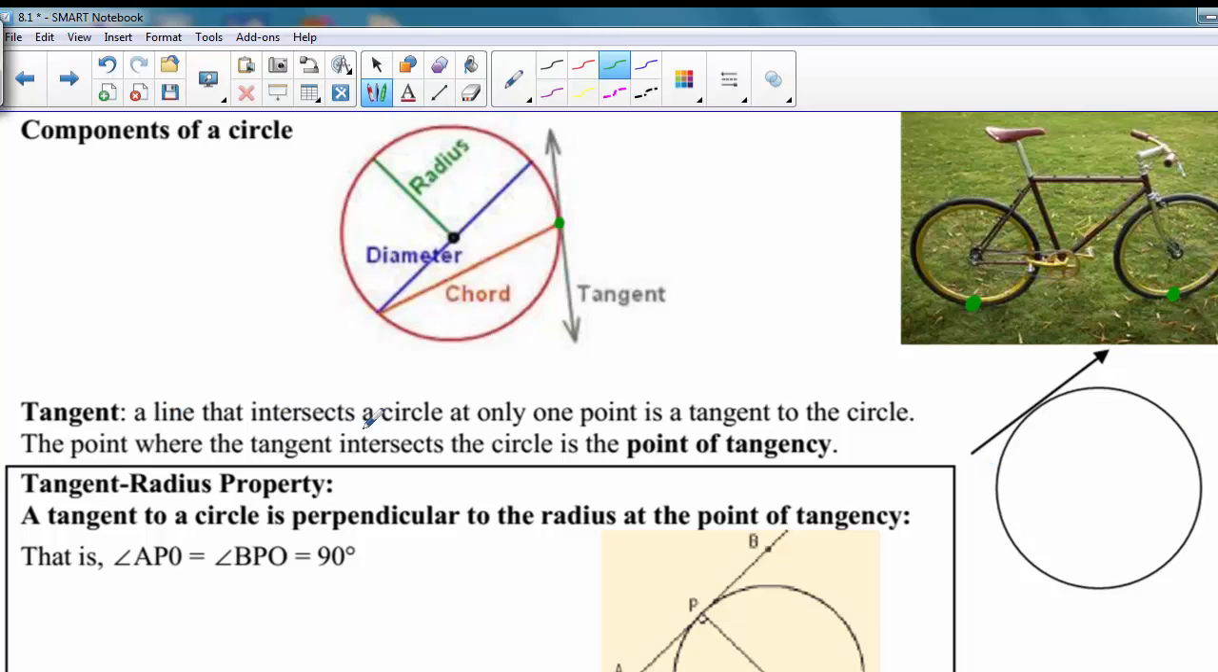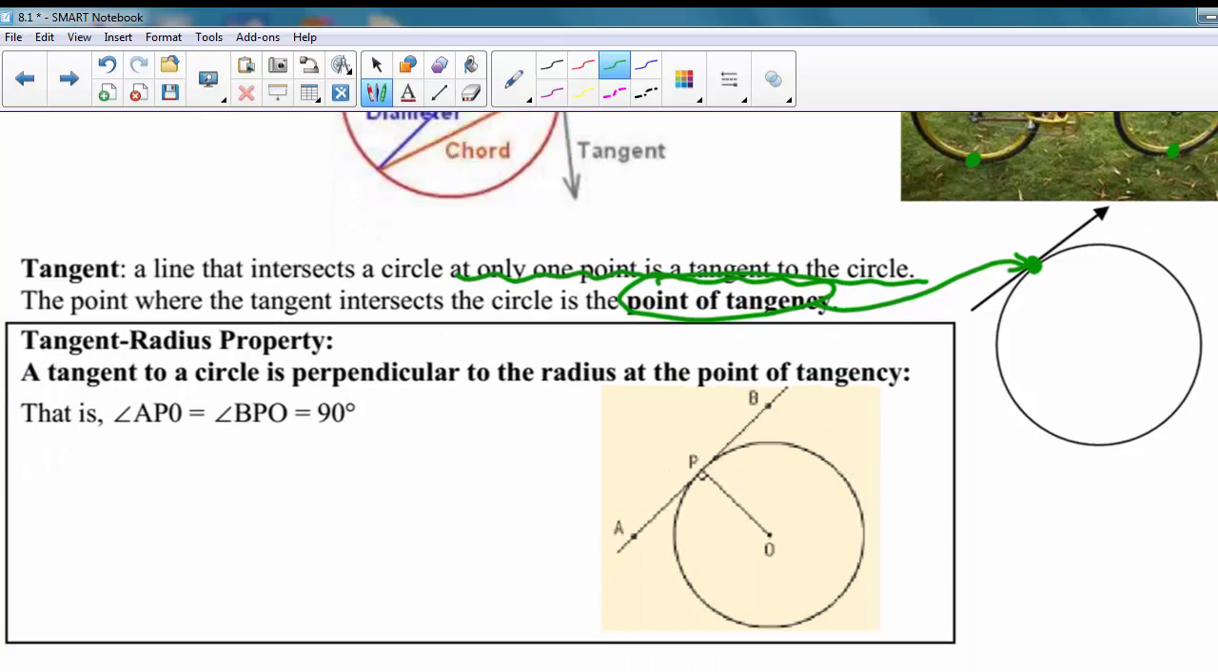A line that intersects a circle at only one point is a tangent to the circle. Only one point. The point where the tangent intersects the circle is called the point of tangency. So this only point where the line touches the circle is called the point of tangency. So we have a very important property regarding the tangent and the radius. A tangent to a circle is perpendicular to the radius at the point of tangency.